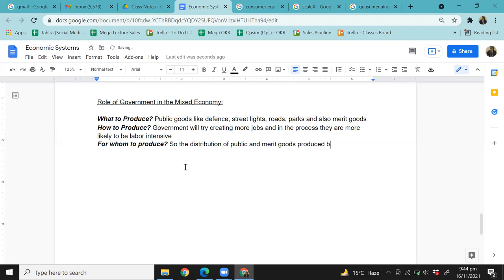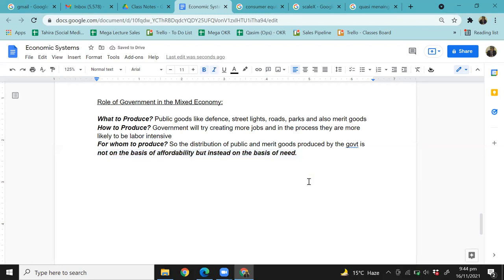is not on the basis of affordability, but instead on the basis of need, right? Students, did you get this question? Yeah, I did not get your question. What do you mean when you said everyone? So the distribution of public and merit goods produced by the government is not on the basis of affordability, but instead on the basis of need. Are you getting me?